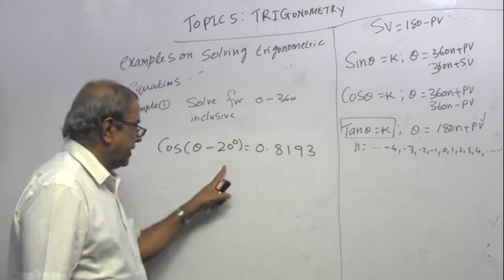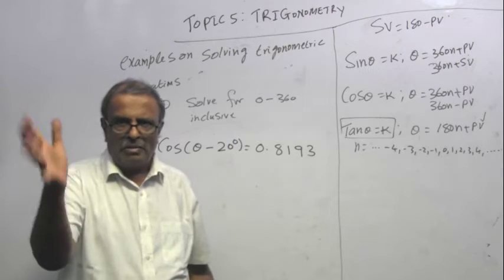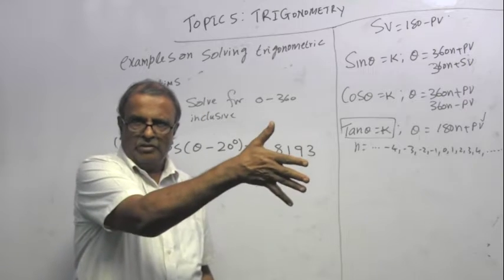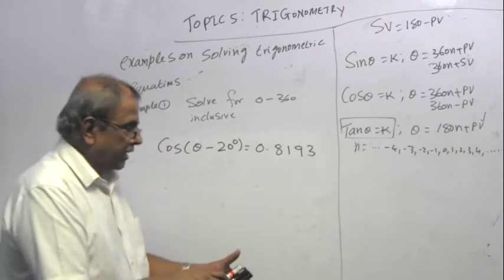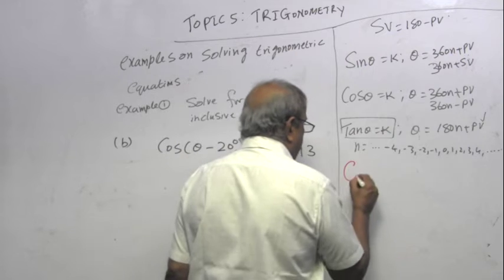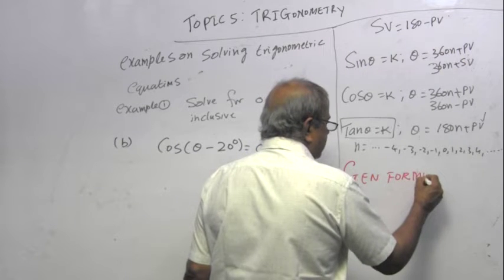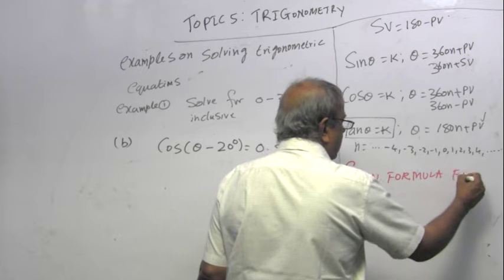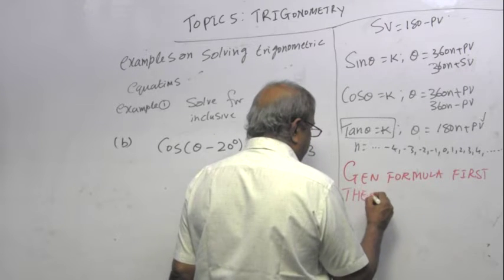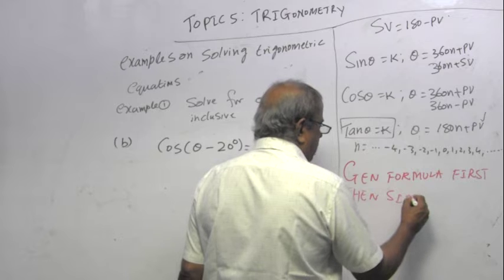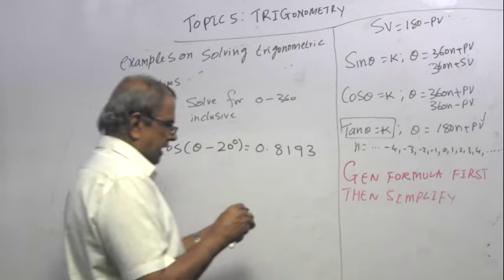But if you account for the 20 in the PV, some answers will be correct, some answers will be wrong. So whenever you want to use this formula, always general formula first, then simplify. Otherwise, some answers will be wrong, some answers will be right. Please bear that in mind.